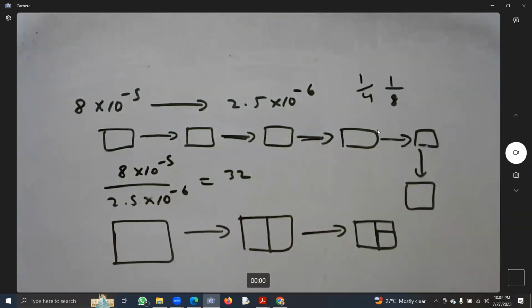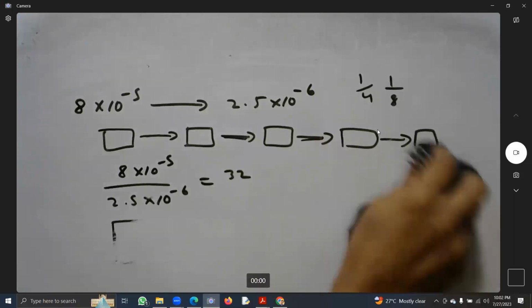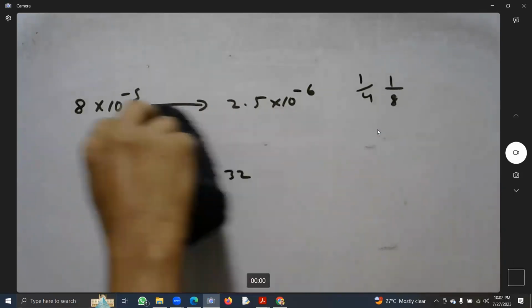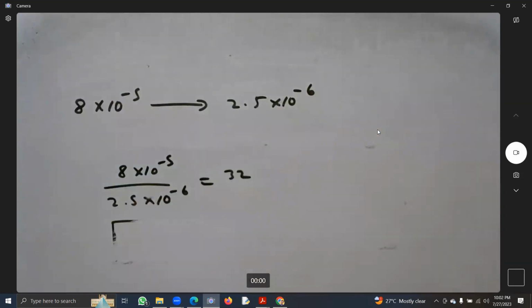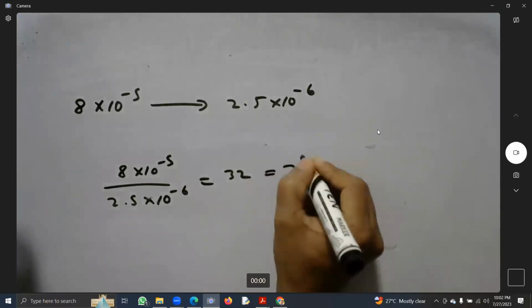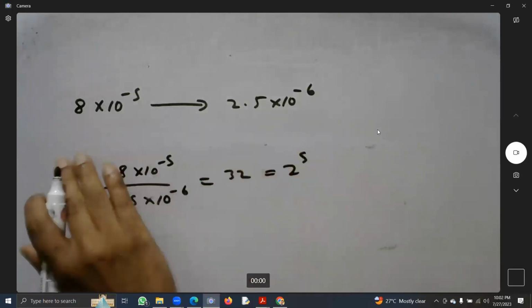So 32 means 2 to the power of the number of half-lives, 2 to the power 5. So it dropped by a factor of 2 to the power 5. That means 5 half-lives.